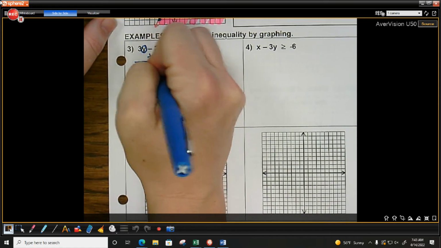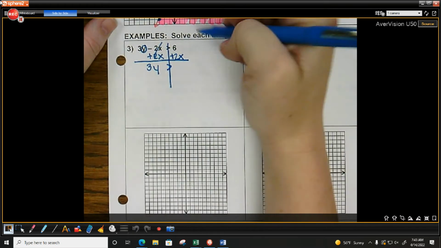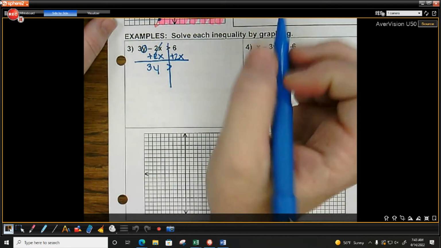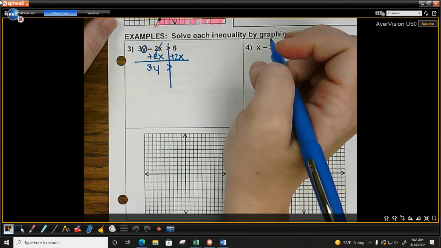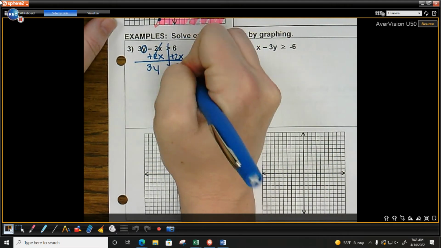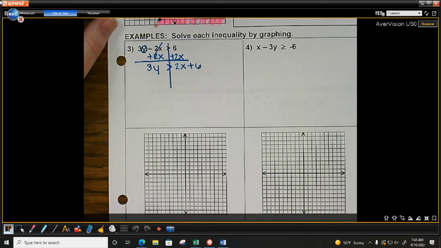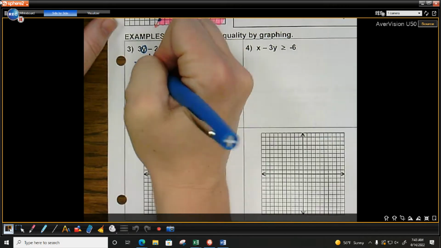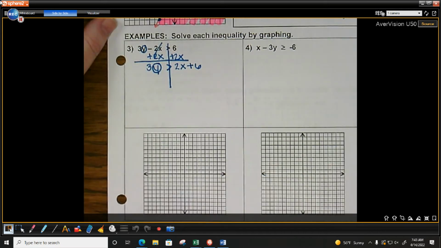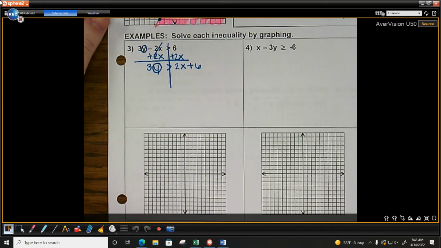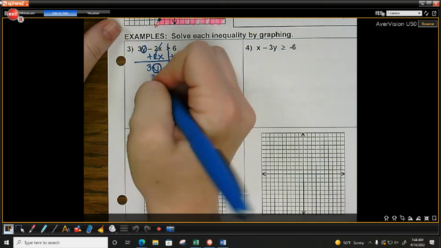So then I get 3y is greater than, are these like terms? No, so I can't combine them. Which one should go first? The 2x's go first. Very good. So 2x plus 6. Are we good with that? Okay, keep your y circled because we still don't have y by itself. So what do I do to get y by itself? Divide everything by 3.